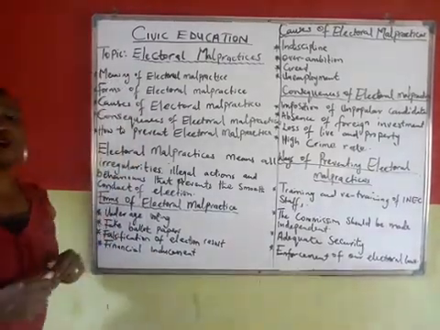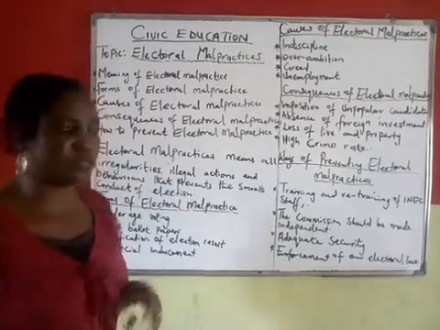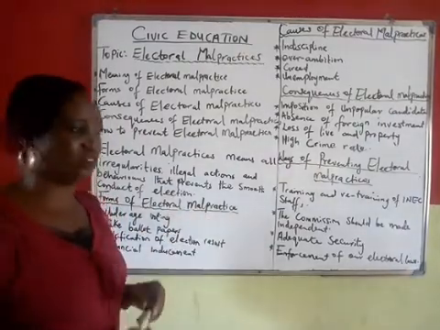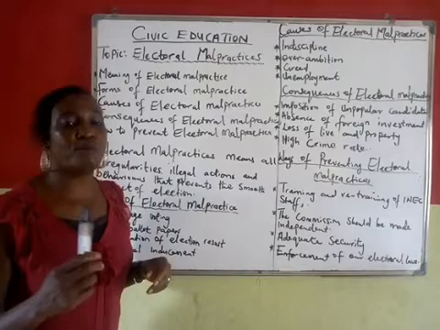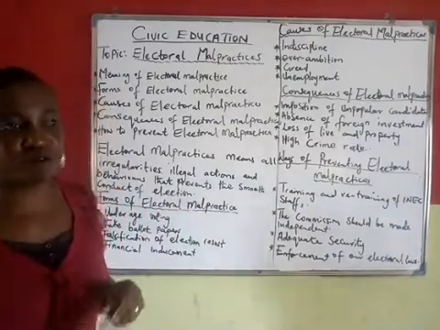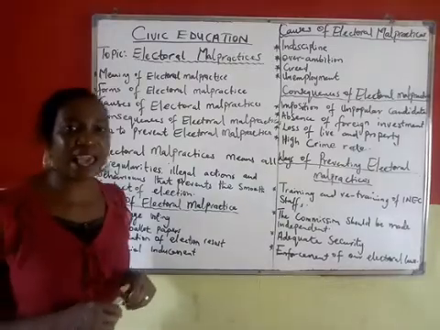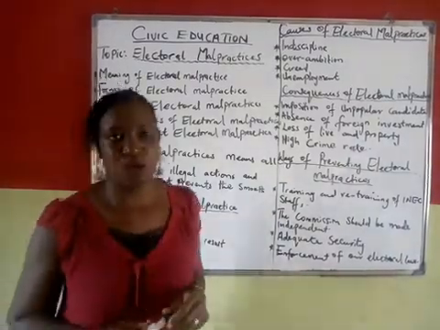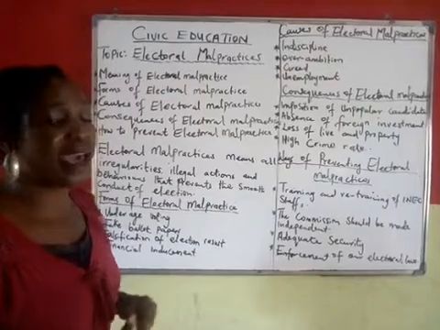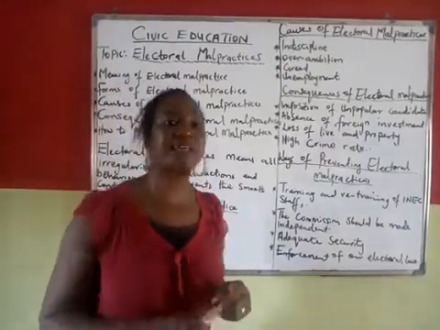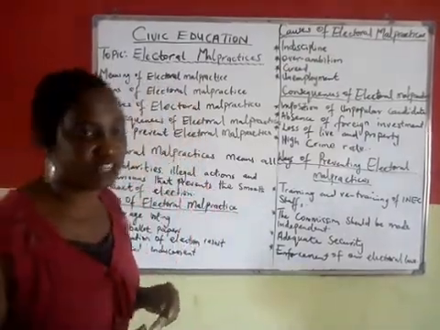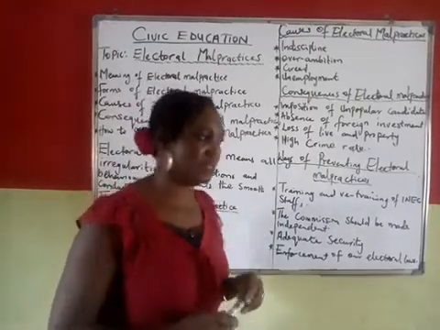Now let's see some forms of electoral malpractice, some of those behaviors, some of those actions that we might take that will prevent the smooth conduct of election. One of them is underage voting. What did I call it? Underage voting. Remember I said that the ideal age for voting in Nigeria is 18 years.